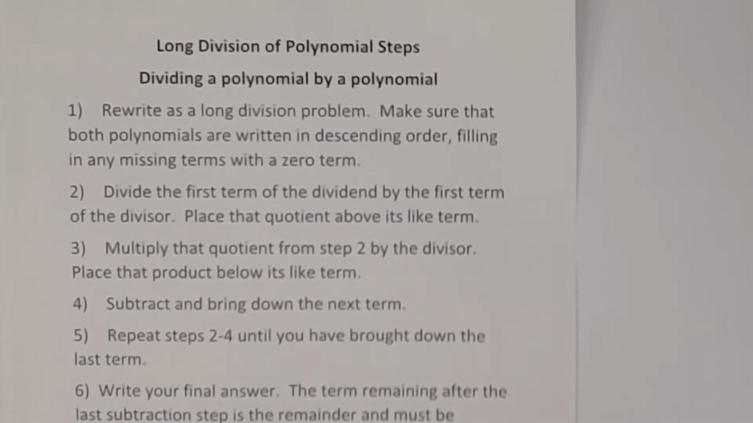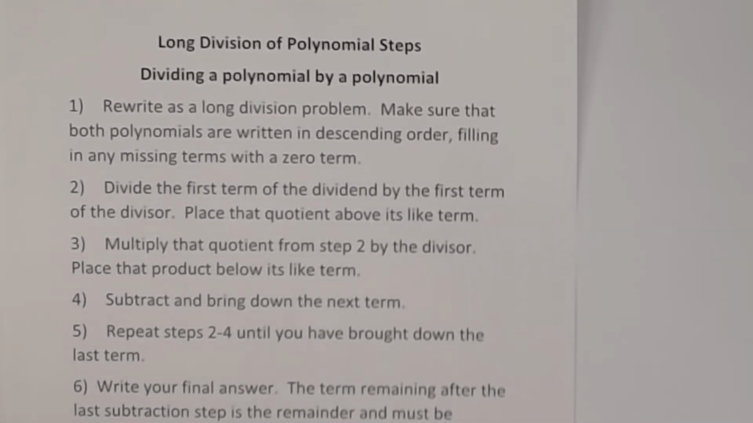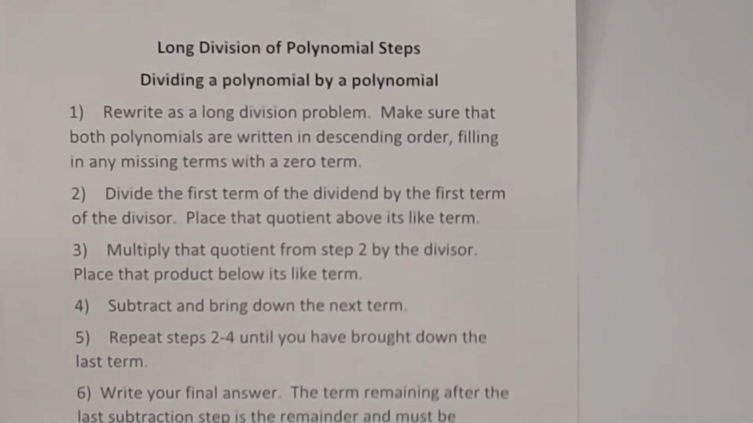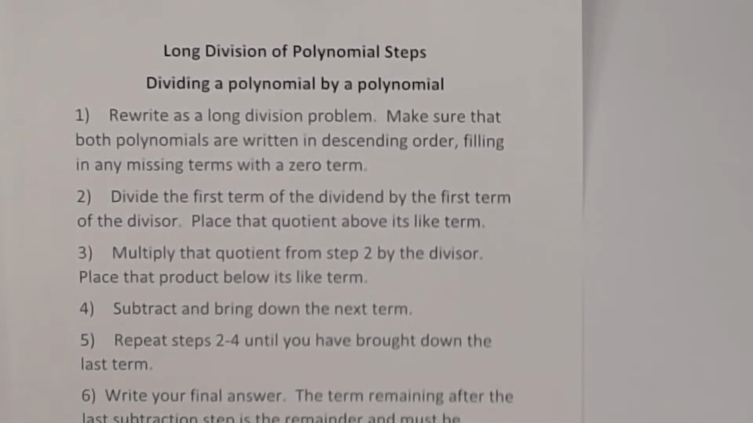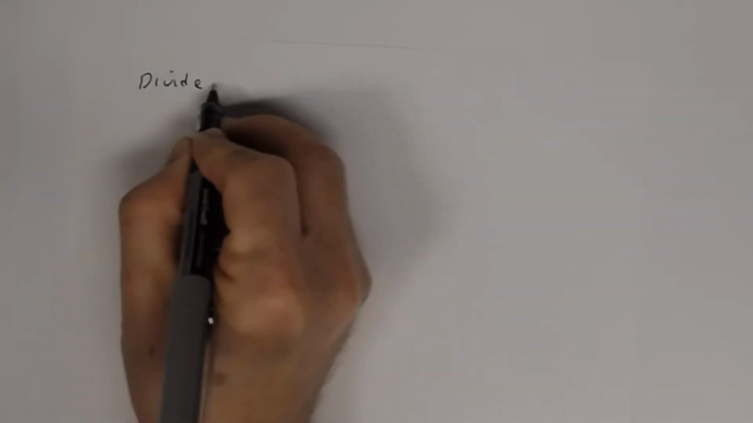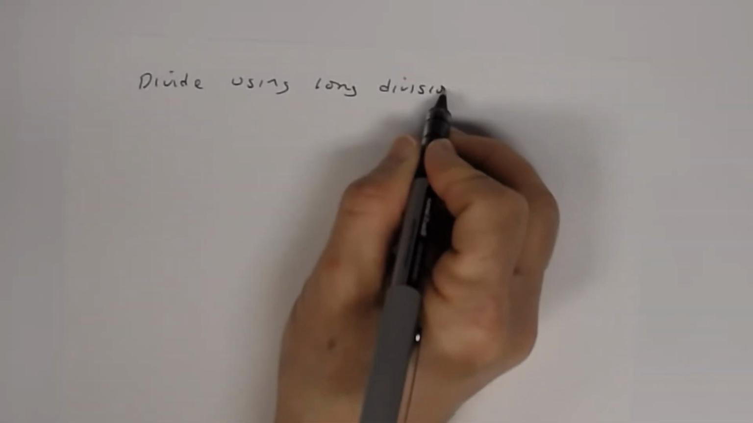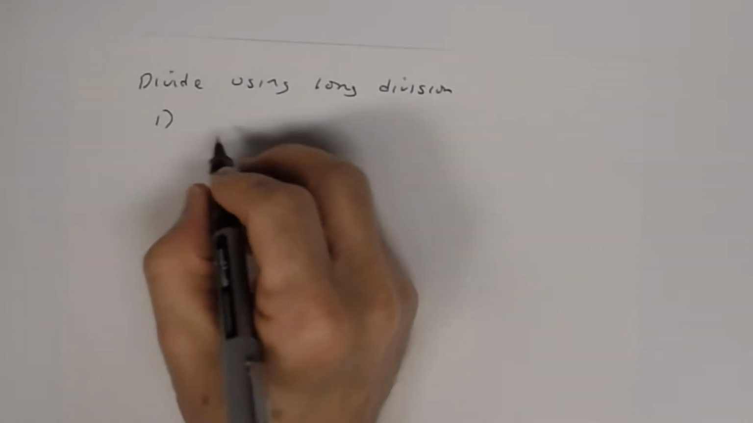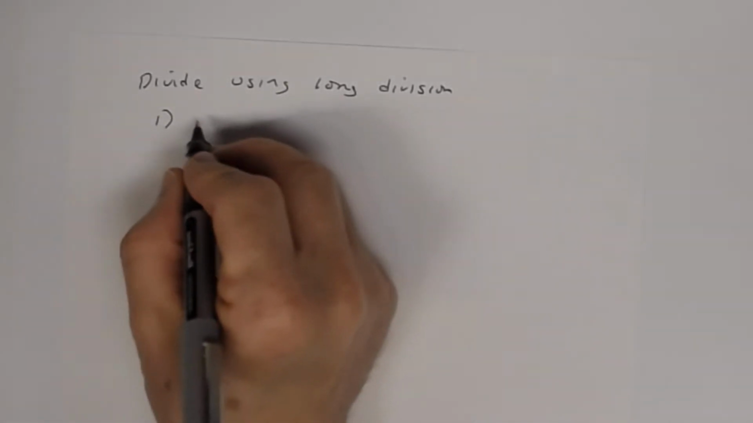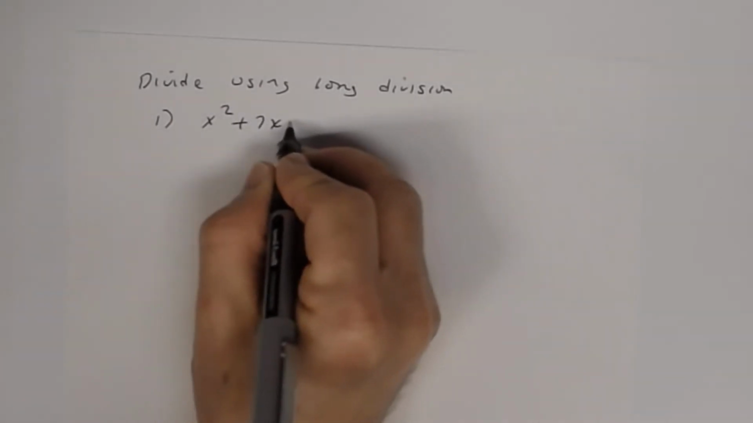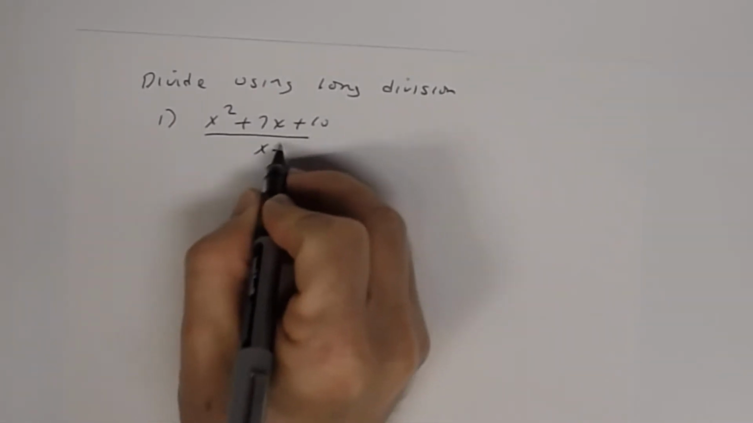So these are the steps that you're going to use when using long division to divide a polynomial by a polynomial. So I'm going to go ahead and write down our first problem, and then we're going to look at each of those steps. So number 1, the directions will say something like this. So the directions will say divide using long division. Okay, divide using long division. So let's talk about our first one. So let's say number 1, we have x squared plus 7x plus 10 divided by x plus 2.